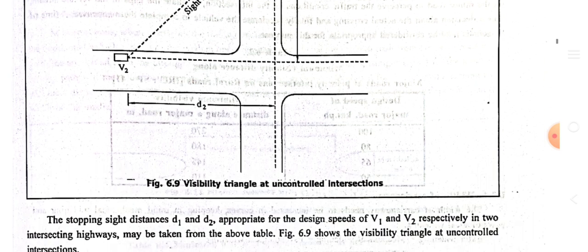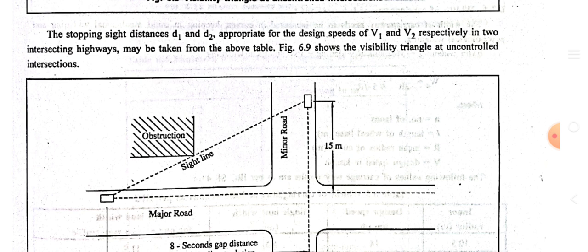Now see this image. This image shows the sight line, vehicle 1 and vehicle 2 travelling in both directions, and then merging at a single point. The distances of both vehicles from the merging point are d1 and d2. The stopping sight distances d1 and d2 appropriate for the design speeds of vehicles v1 and v2 respectively on the two intersecting highways may be taken from the above table. So from the table we know the SSD and total SSD depend on vehicle speed.